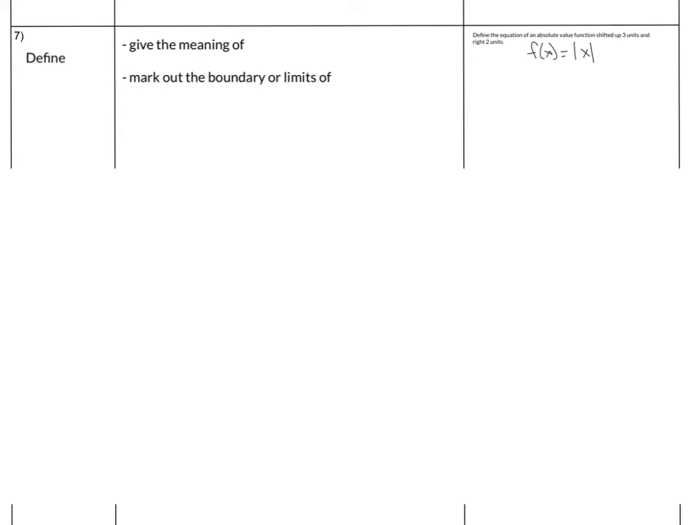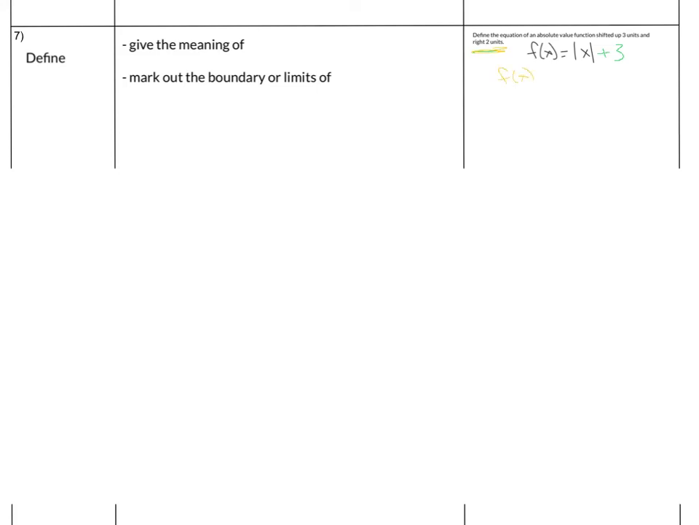So we know it's going to be based on the parent function, and it's going to be shifted up 3 units. So if it's up 3, up and down means it's happening outside the function, and up 3 is going to be plus 3. I have no idea why I just wrote 5. All right, and right 2 units, right or left means it's going to happen inside the function. So we need to rewrite this a little bit.